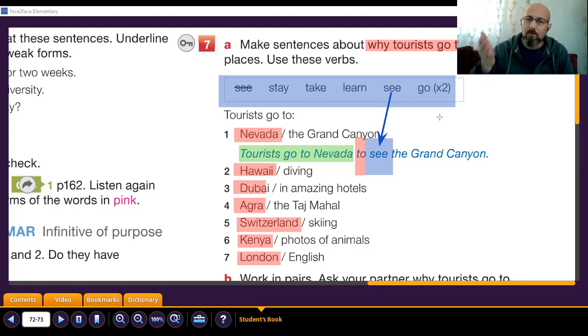Tourists go to Hawaii diving. What do we use with diving? Very good. It's an activity with ing. So we say to go diving. Very good.